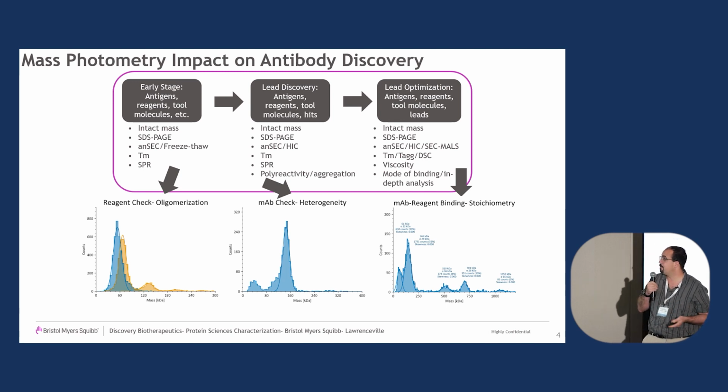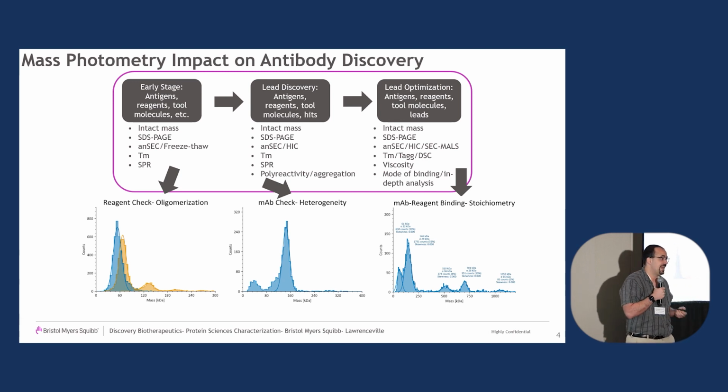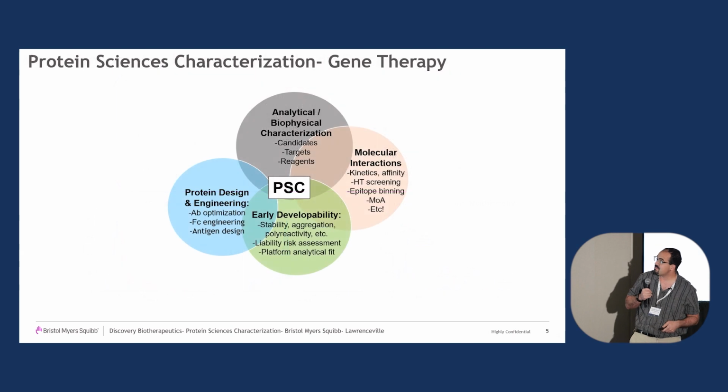And finally, when we look at lead optimization, we can take a look at our lead mAb and our reagent and look at binding stoichiometry, which could give us a little bit of an idea of the mode of action and the mechanism of action, and how the antibodies that we're working with are actually engaging with the target.